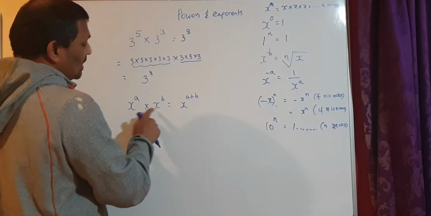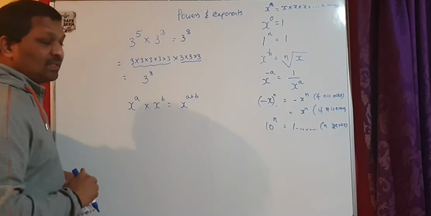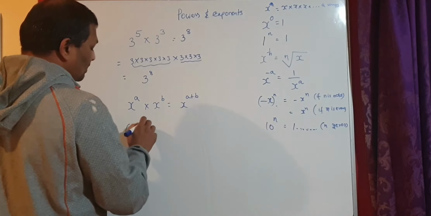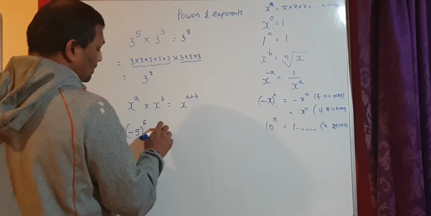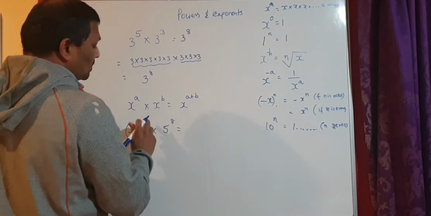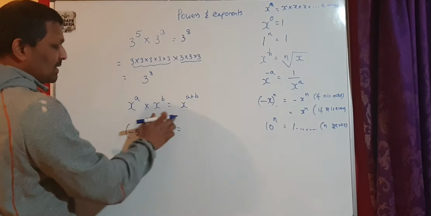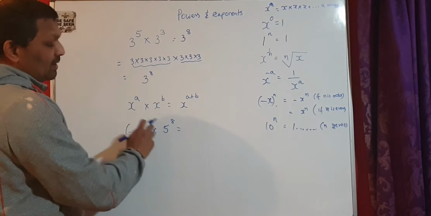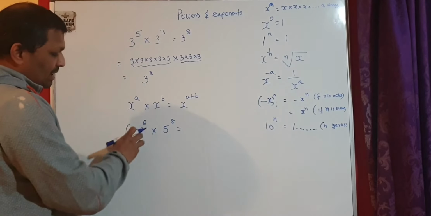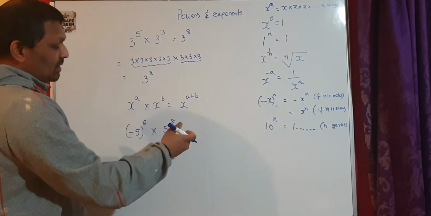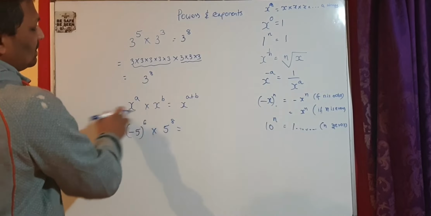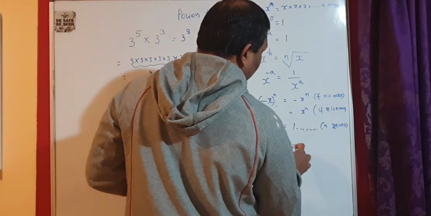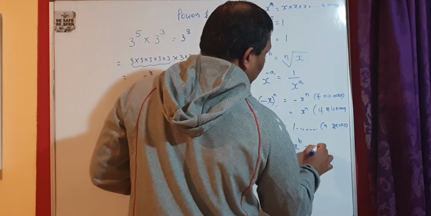At the same time, checking whether they both have the same base or not is important. For example, if somebody tells (minus 5) whole to the power of 6 into 5 to the power of 8, you should not simply sum 6 plus 8, because the bases are different. Here it is minus 5, here it is 5. You need to evaluate this one first, and then apply this rule. So the generalized rule here is that x to the power of a into x to the power of b is equal to x to the power of a plus b.